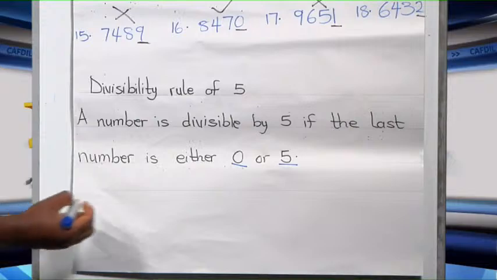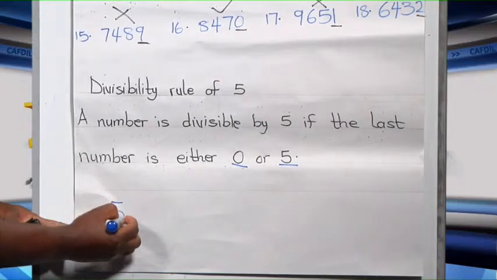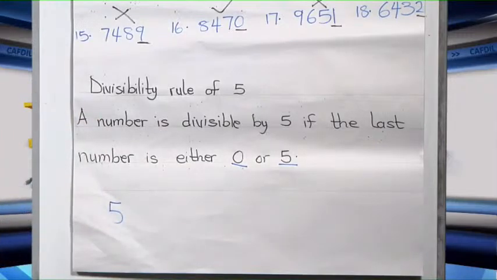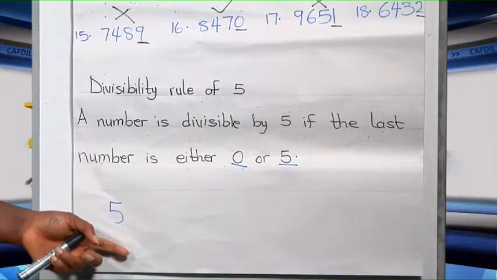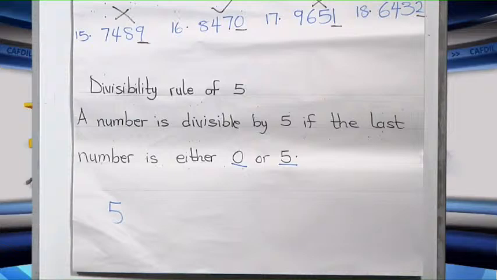Yes, I have 5. 5 is divisible by 5. Why am I saying that? This is the number, this is the last number, and it is 5. 5 is a multiple of 5. So it is divisible by 5.